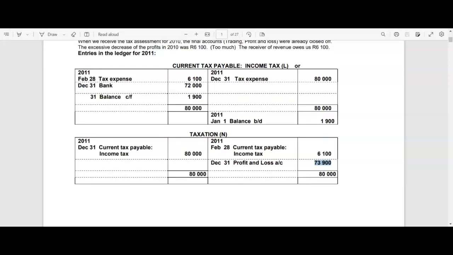That is where we are going to provide some additional information to the users of the financial statements, where amongst other things, we are going to reconcile this current year's income tax expense with the amount that we actually show as an income tax expense. But we'll get to the note next time.